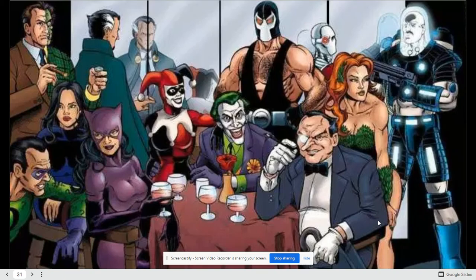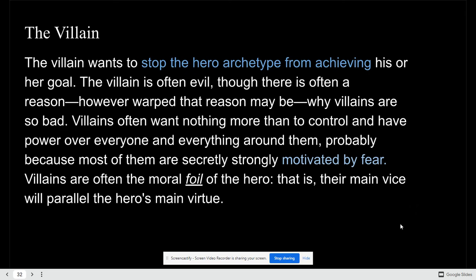So true to form, a villain is the bad guy or a bad girl, and they want to stop the hero archetype from achieving his or her goal. They're often evil. They have a warped reason to be. They often want nothing more than to have control and power over everyone and everything around them. They are sometimes secretly strongly motivated by fear. Okay, villains often have a moral foil.